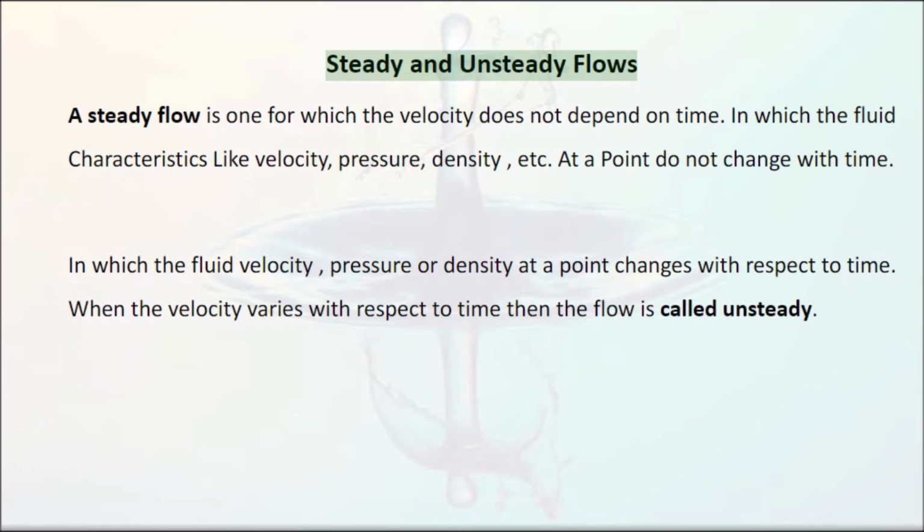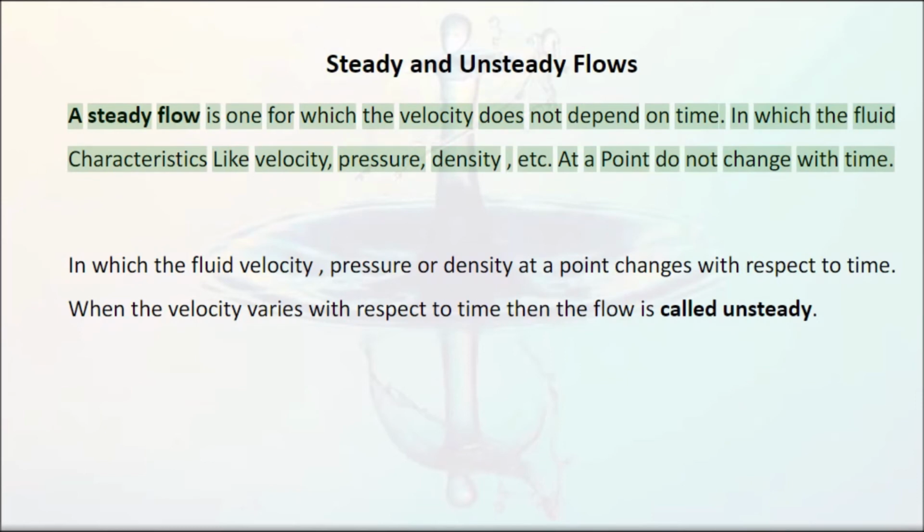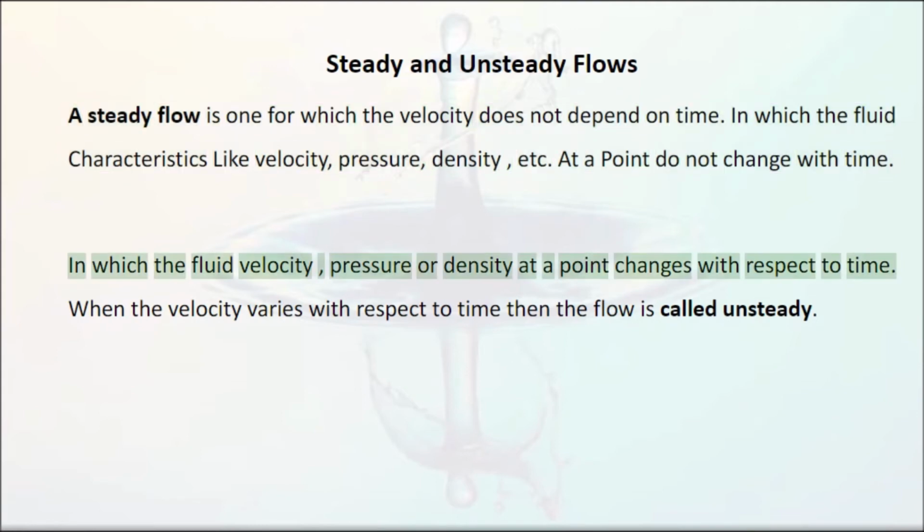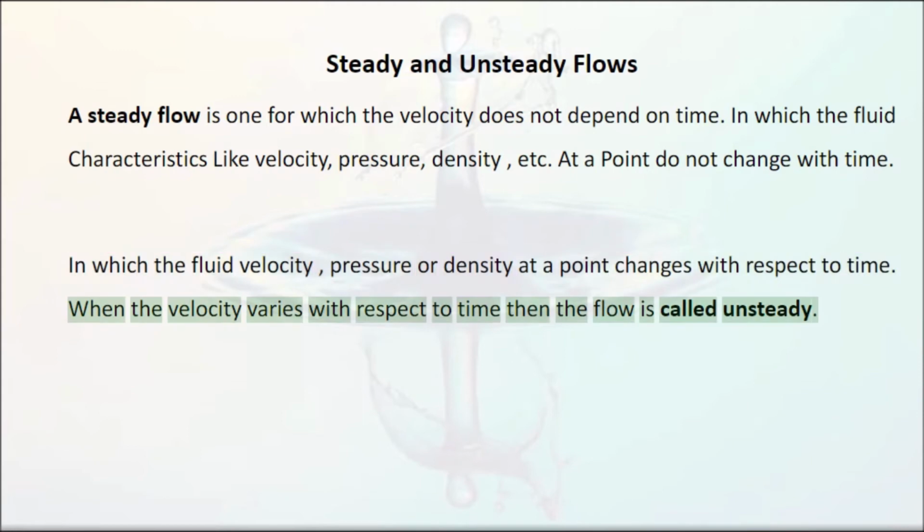Steady and unsteady flows. A steady flow is one for which the velocity does not depend on time, in which the fluid characteristics like velocity, pressure, density, etc. at a point do not change with time. In unsteady flow, the fluid velocity, pressure, or density at a point changes with respect to time. When the velocity varies with respect to time, then the flow is called unsteady.